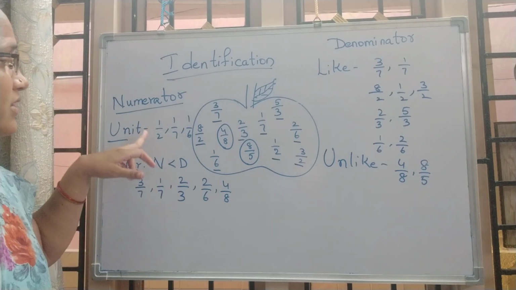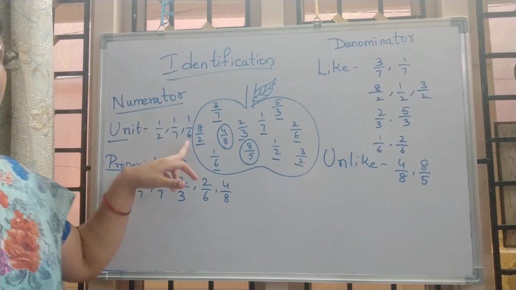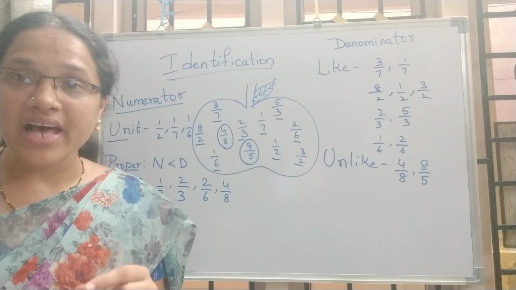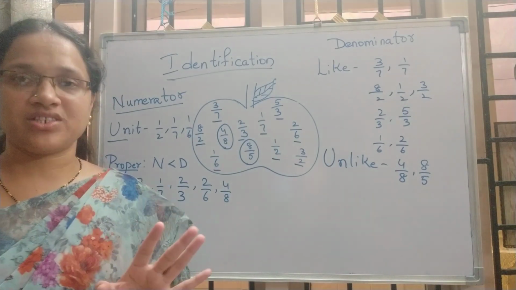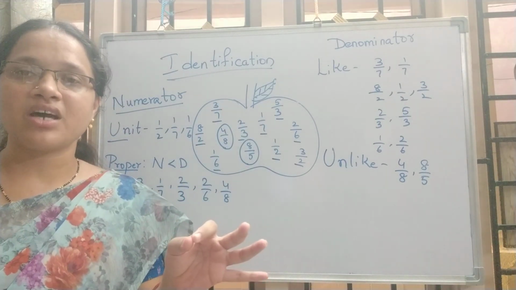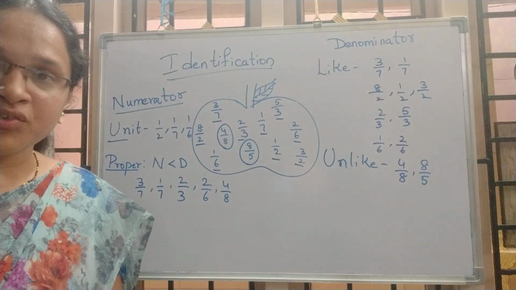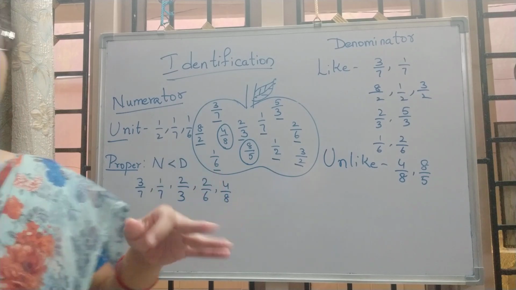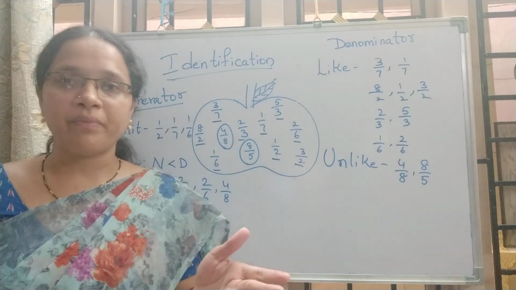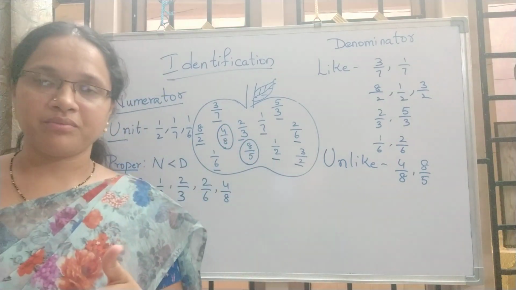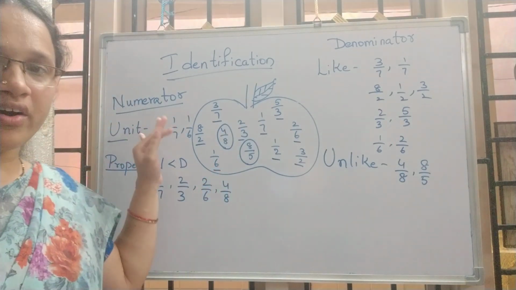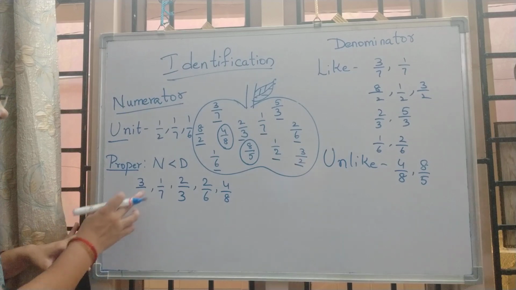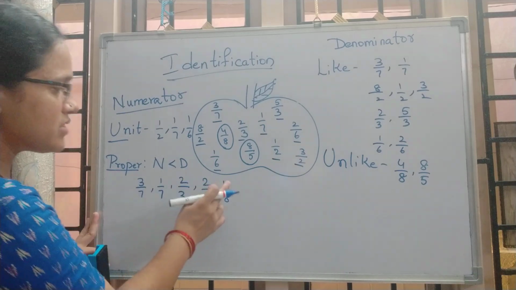See, but 1 by 2, 1 by 7, 1 by 6, they are proper fractions as well as they are called unit fractions. So all the unit fractions are called proper fractions. So don't get confused. If you are asked to segregate the given group into proper and improper, you can write it under proper. But here we are learning according to the concept, so we wrote unit fraction also here. Okay, so 3 by 7, 1 by 7, 2 by 3, 2 by 6, 4 by 8.